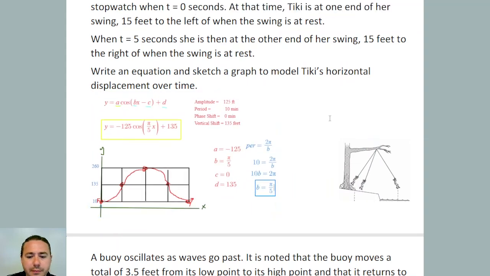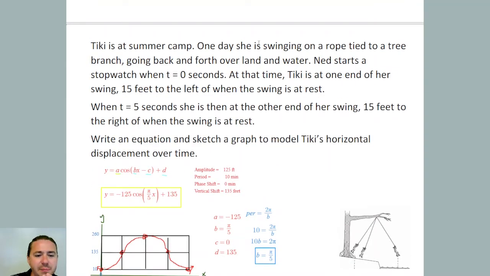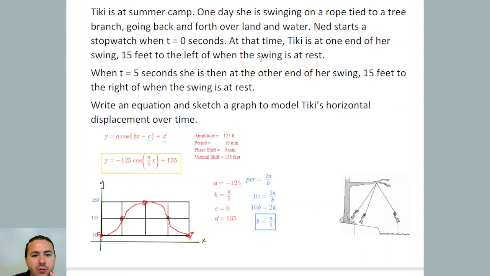So let's start here. Tiki's at a summer camp. One day, she is swinging on a rope tied to a tree branch, going back and forth over land and water. Ned starts a stopwatch when t equals 0 seconds. At that time, Tiki is at one end of her swing, 15 feet to the left of when the swing is at rest. Okay, so if I'm looking at this diagram, here's where equilibrium is.